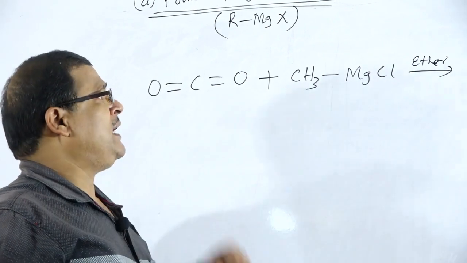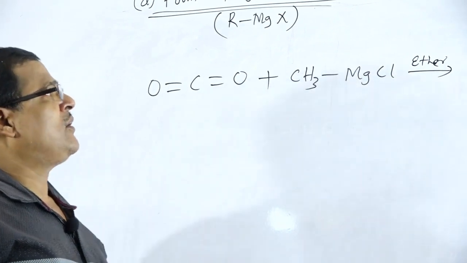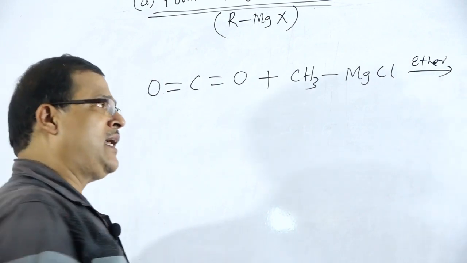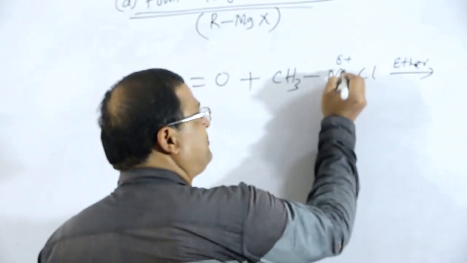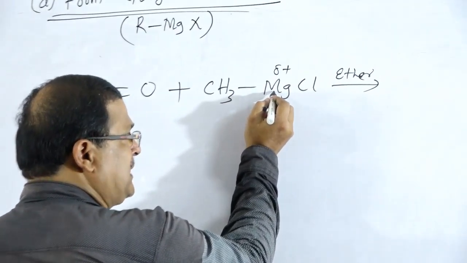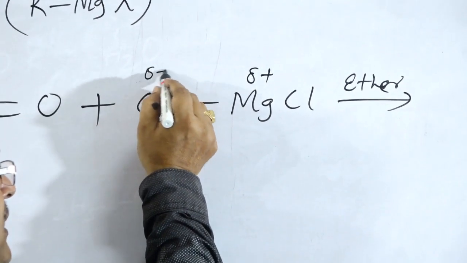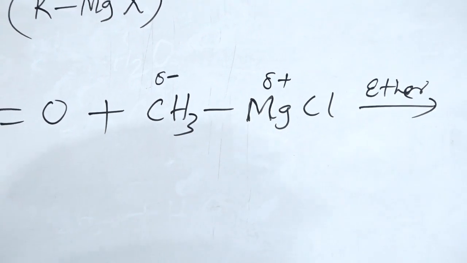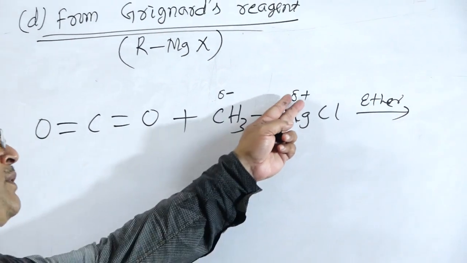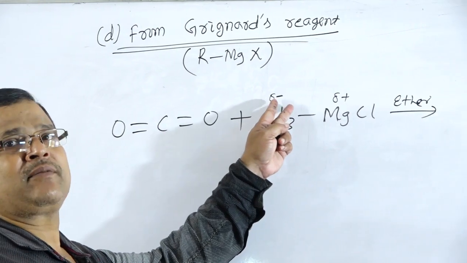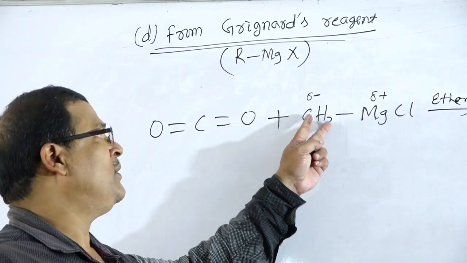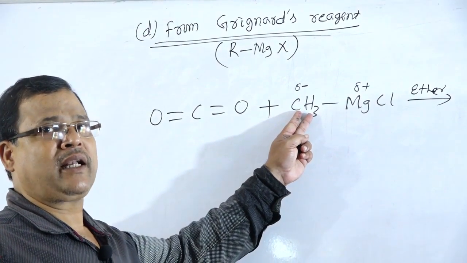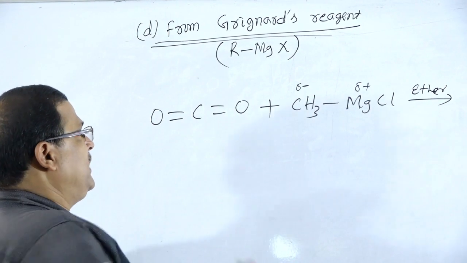So how does the reaction occur? We know the metal part is always positive. Magnesium, an alkaline earth metal, is an electropositive metal, so it is positive. The carbon atom attached to it is negative, so the CH3 group is negative. The reaction proceeds through a carbanion mechanism.